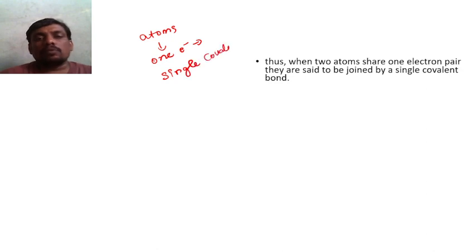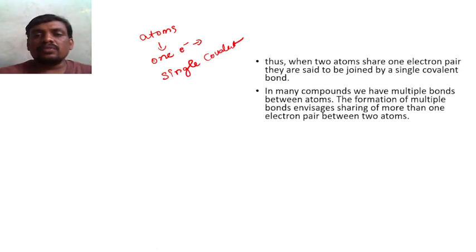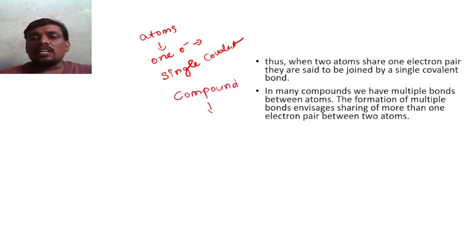Whereas in many compounds we have multiple bonds between the atoms. Compounds contain different types of atoms with multiple bonds. The formation of multiple bonds envisages sharing of more than one electron pair between two atoms.